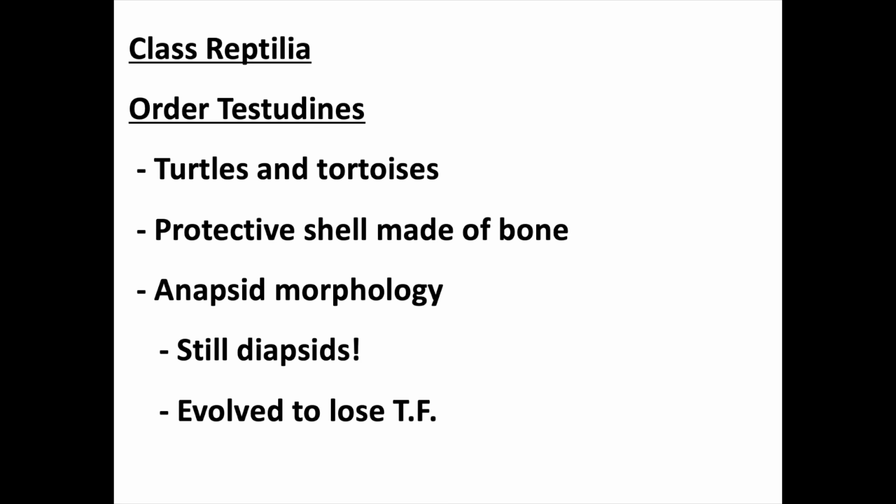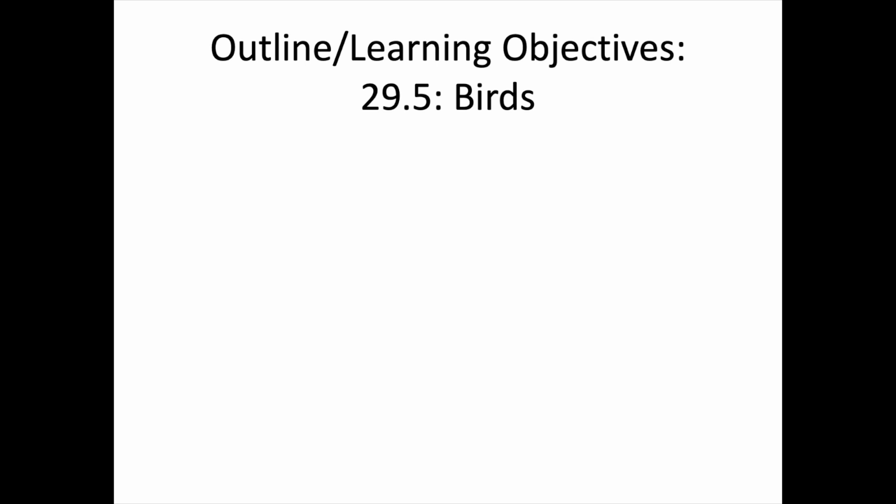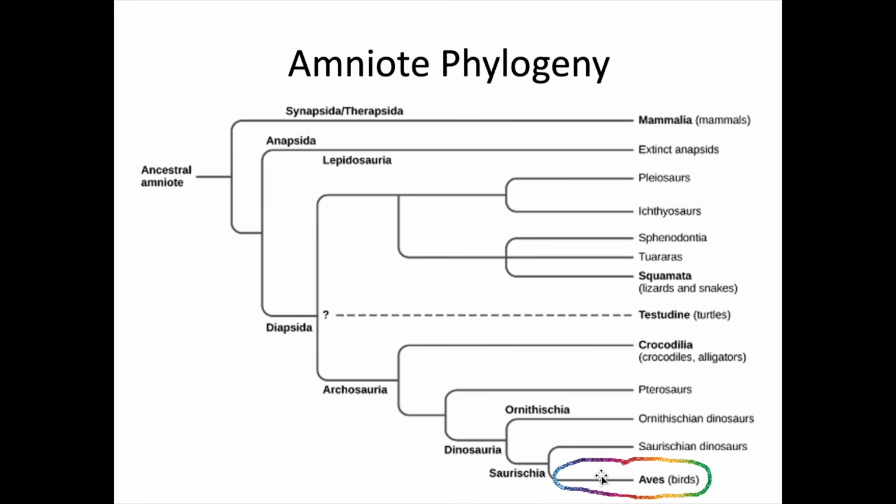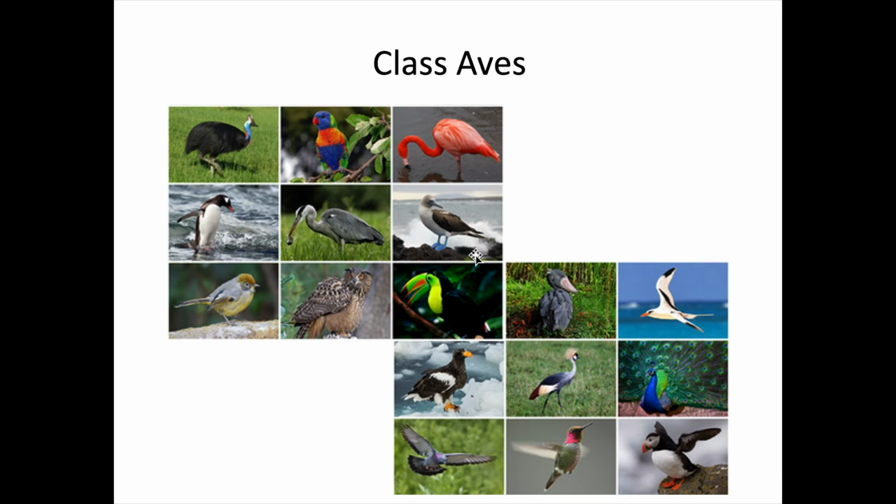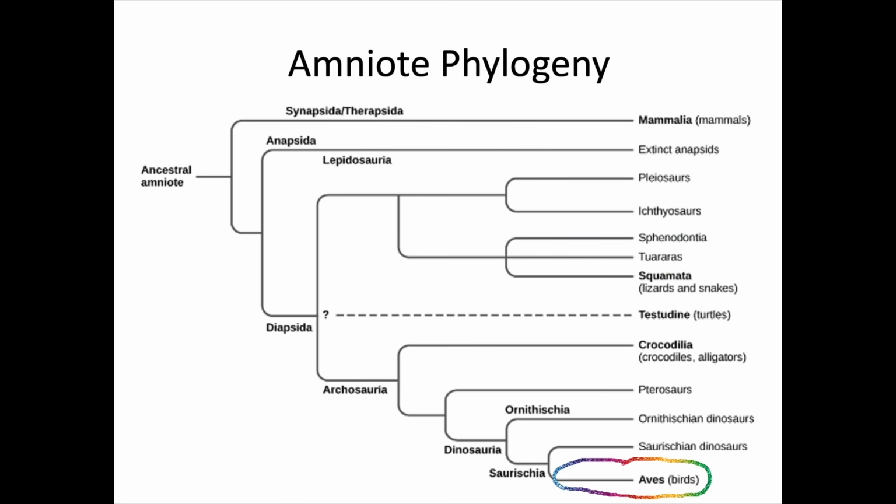Okay, that was the last of the reptiles I wanted to talk about. We've got two more left, birds and mammals. Let's do birds next, and we'll finish up strong with mammals. So birds are up here. Class Aves up here, birds. And yeah, huge diversity here, lots of different birds. They're a very successful group. This is a nice, clean, monophyletic group.